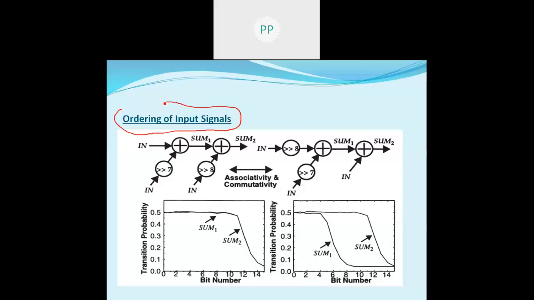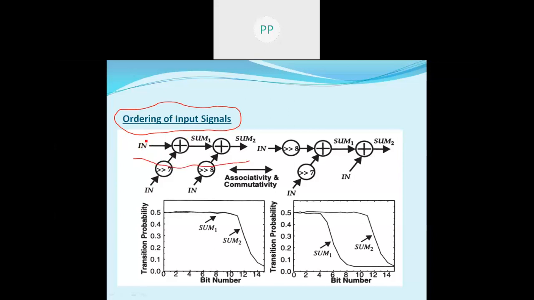So now the second technique is the ordering of the input signals. By ordering of the input signals also, the switching activity can be minimized. Here one example is shown. In this example, it could be a part of, let's say, a multiplier. In a multiplier, shifting and additions are performed to multiply the two numbers. So a particular sequence here, just look at this first picture.